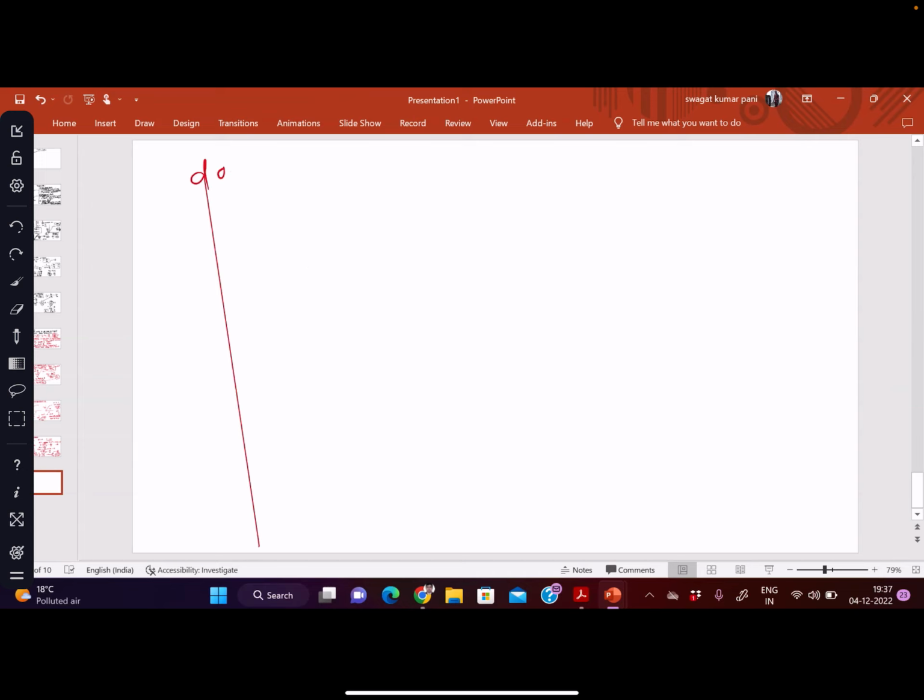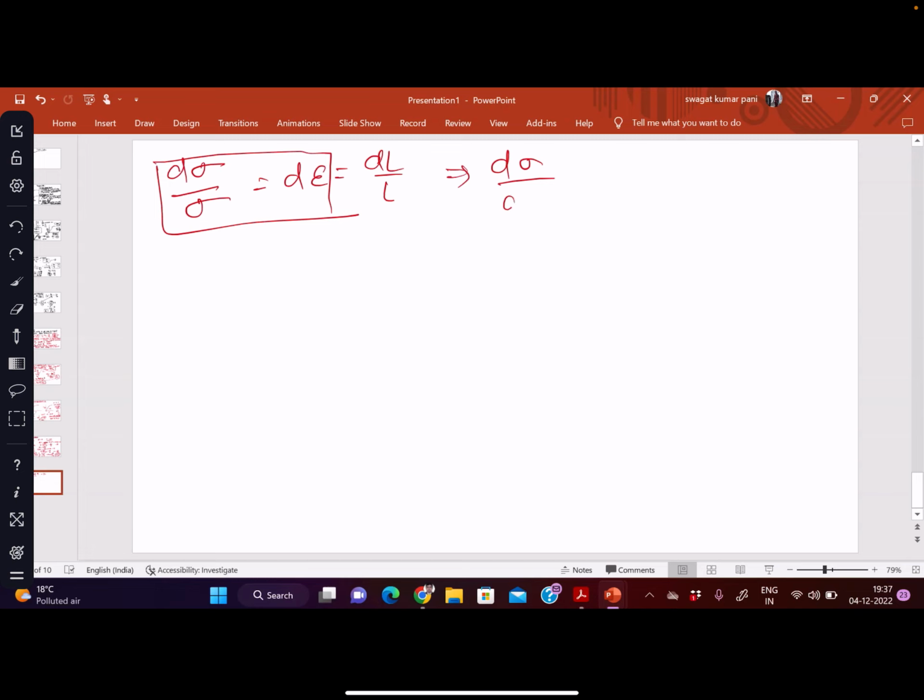So what we get is d sigma by d epsilon equal to sigma. This is the important relation that is required for instability in tension. The slope of the true stress, true strain curve should be equal to the true stress.